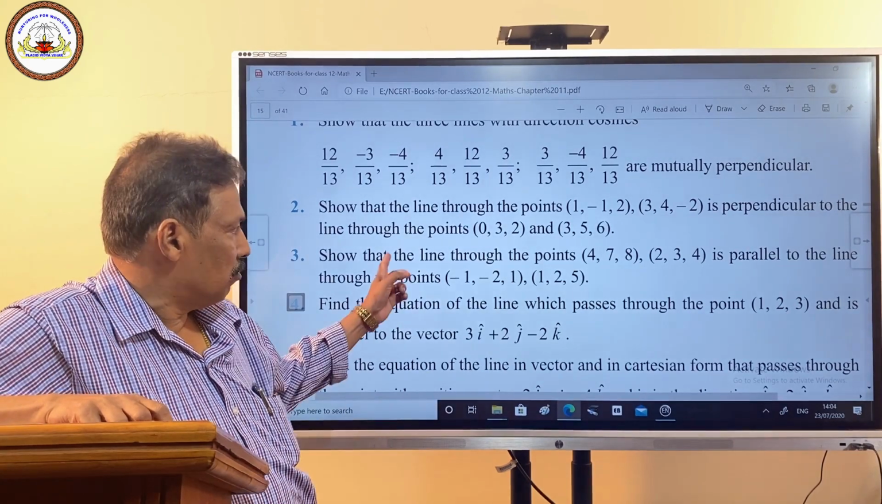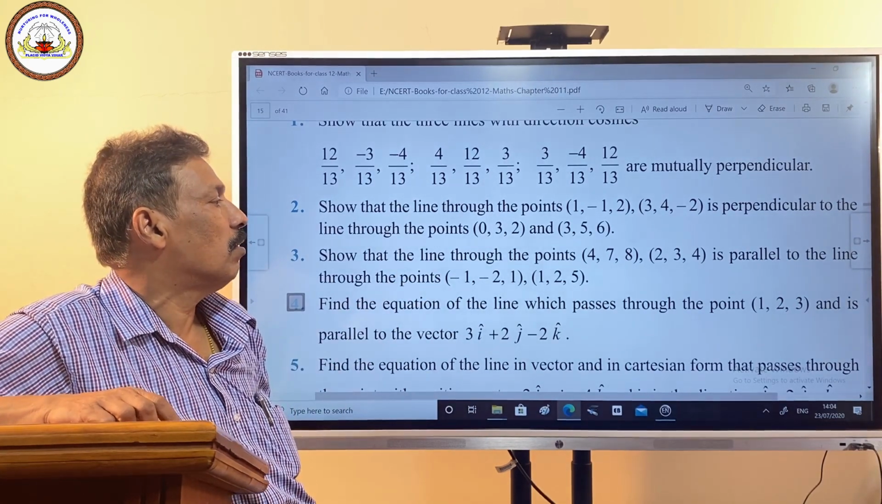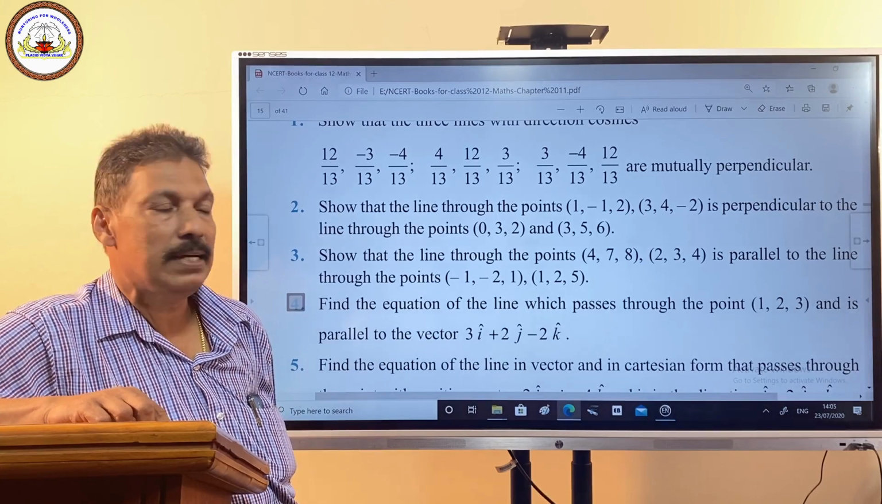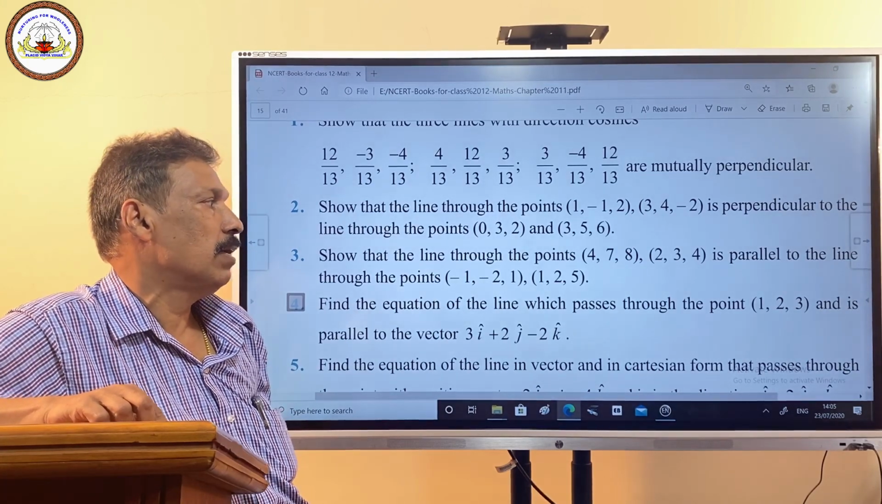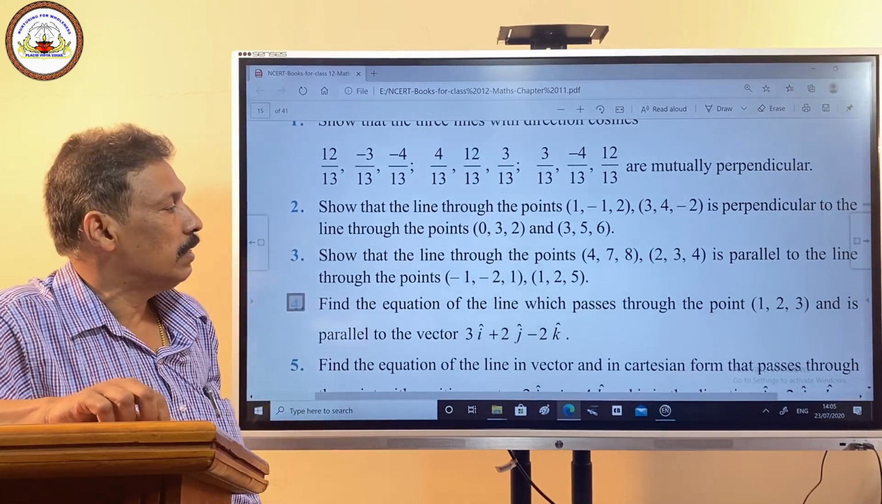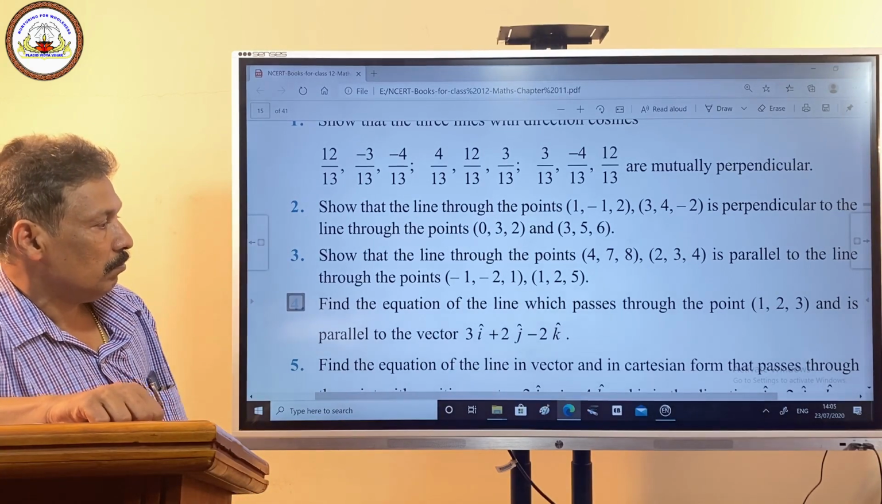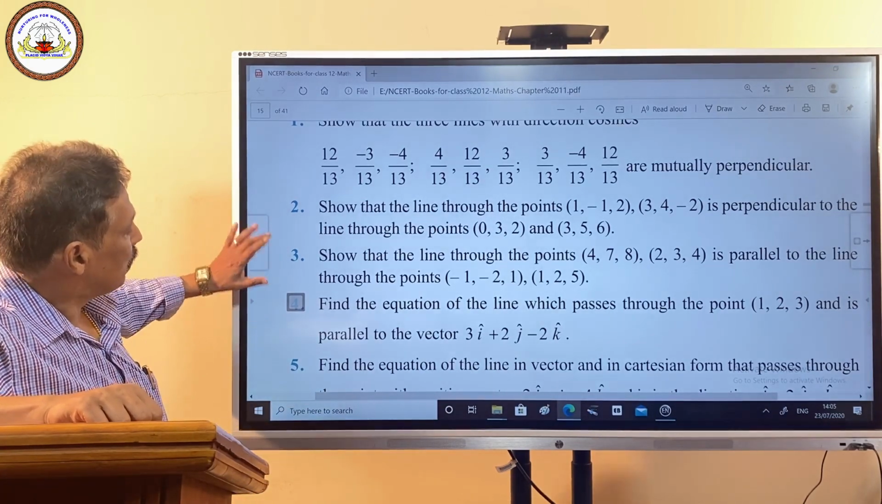The third question is to show that two lines are parallel. We can find AB bar and CD bar; if they are proportional, then they are parallel. These are the first 3 questions.